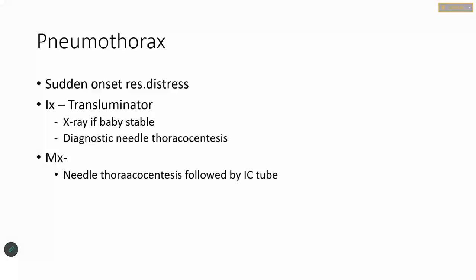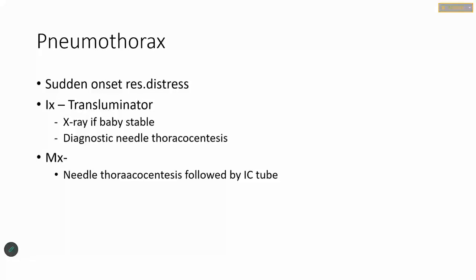Usually, we treat pneumothorax as in adults, on clinical suspicion. When we suspect pneumothorax, first we have to go for needle thoracentesis. After that, we have to put in an intercostal (IC) tube.